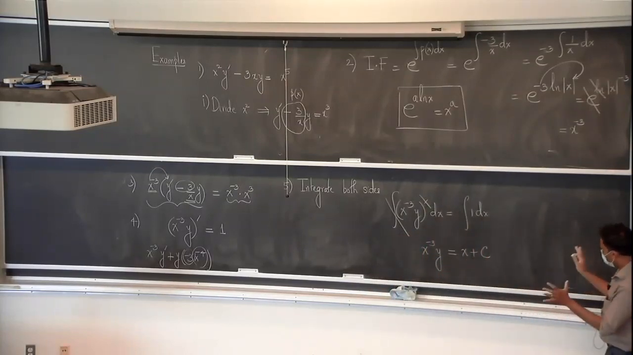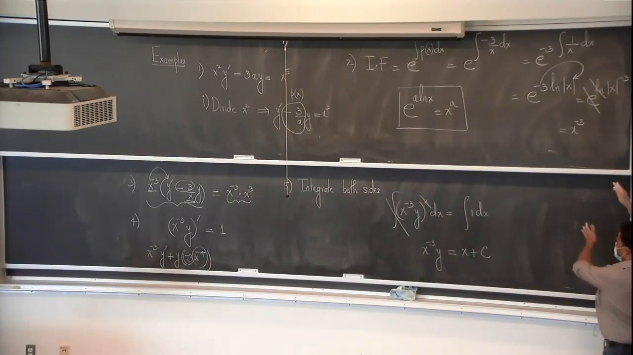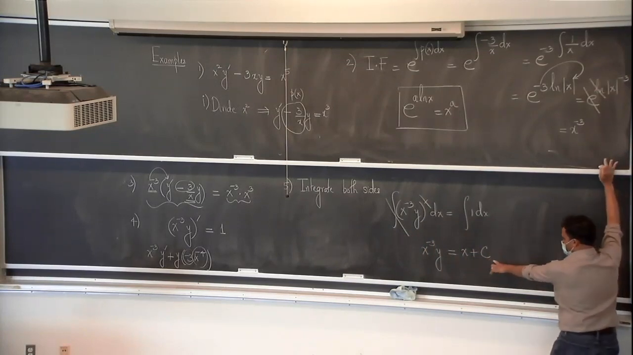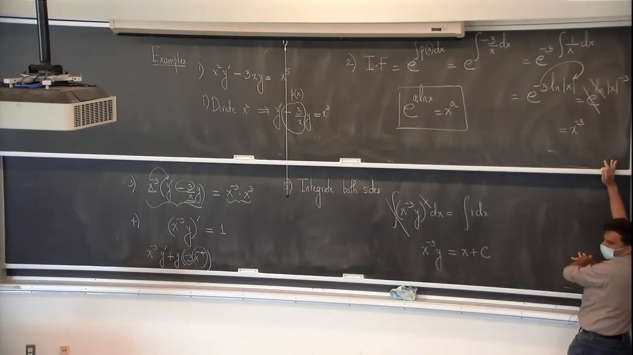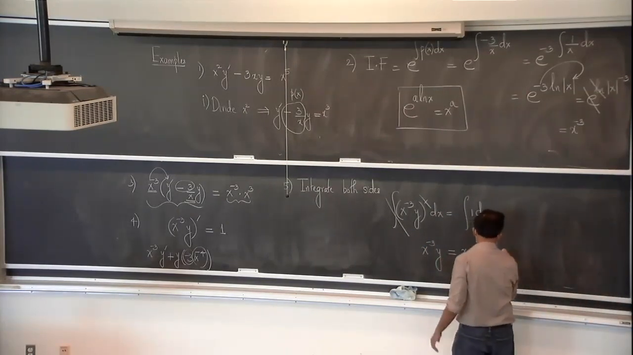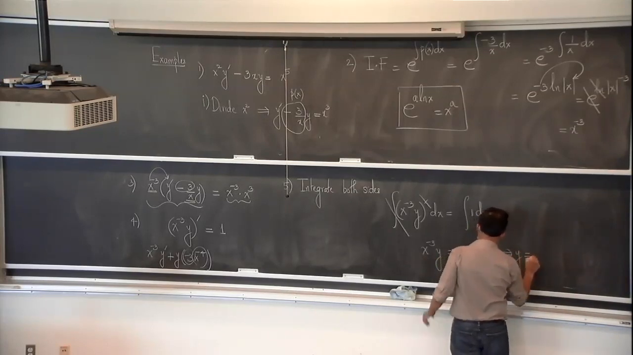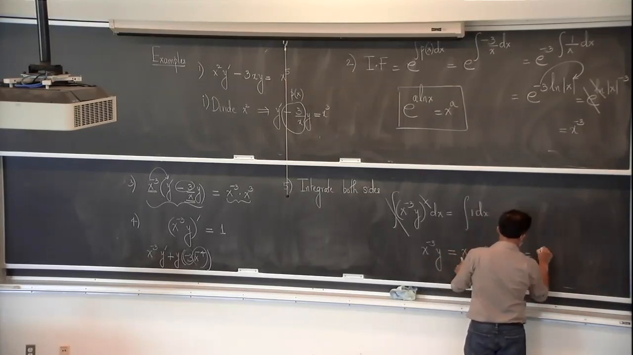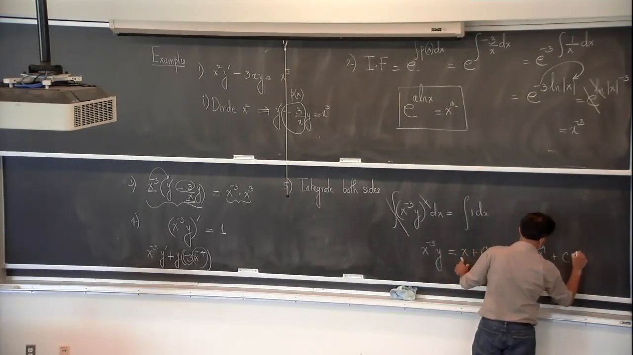I'm following what I wrote earlier, that you integrate, put c immediately, don't wait 2 minutes later and then put it. And then multiply both sides by x to the power of 3. So you get y equal to x to the 4 plus c x to the power of 3.